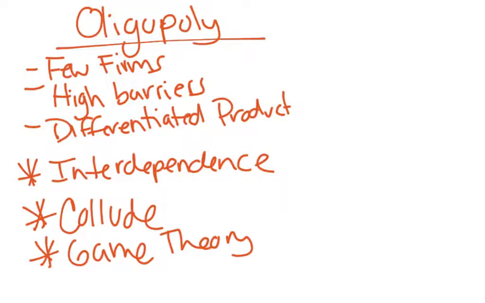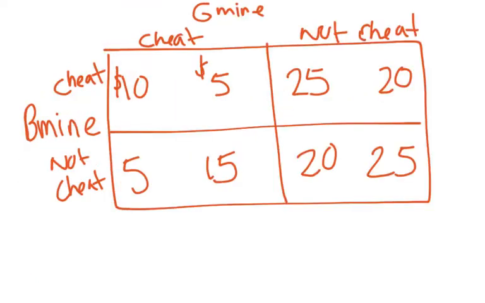The key words that you want to associate with oligopoly are interdependence, because they depend on each other to determine what the prices are, and we'll see that in our matrix here in a second. They can collude. If they collude, that means they work together to maximize joint profit. And you see the game theory advantage, where they analyze strategies dealing with situations where we depend on each other. So for an oligopoly, you're going to be given a payoff matrix here. This shows you the profit.